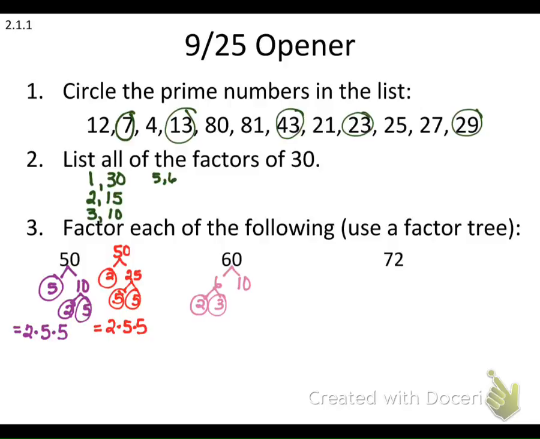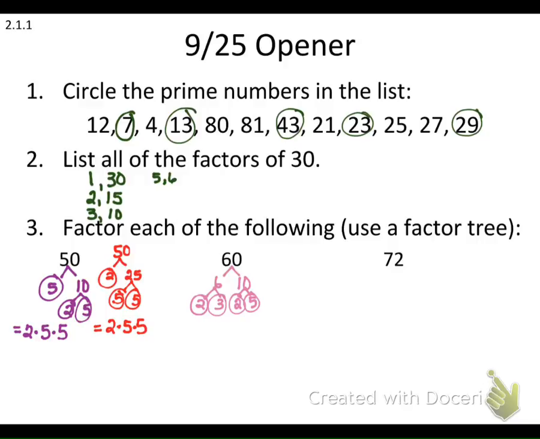So then I go to my next factor of 60, which is 10. What two numbers can you multiply together to get 10? 5 times 2. Yeah, 2 and 5. What kind of number is 2 going to be? It's a prime number, right? So I'm going to go ahead and circle it. What kind of number is 5 going to be? Prime, so I'm going to circle it. So now I have all my prime numbers of 60.